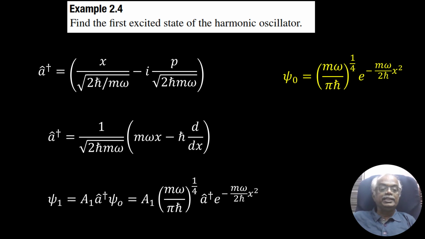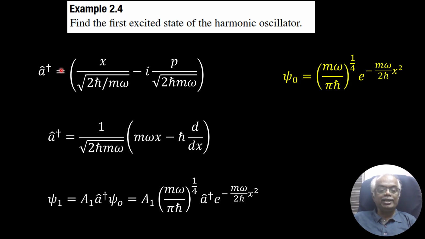Today we will see example 2.4 of Griffiths, third edition, Introduction to Quantum Mechanics. Example 2.4 is: find the first excited state of the harmonic oscillator. Before going into the problem, we will see the creation operator.